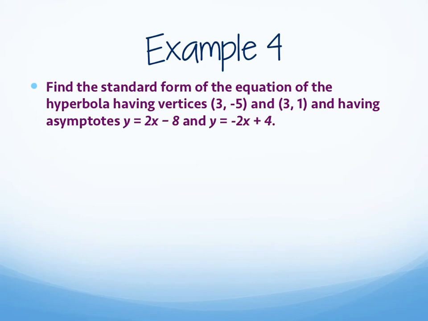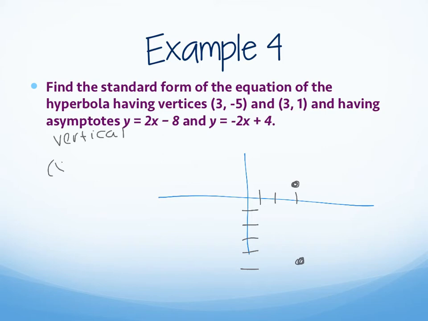All right, example 4 says, find the standard form of the equation of a hyperbola having vertices (3, -5) and (3, 1), and having asymptotes of y equals 2x minus 8 and y equals negative 2x plus 4. So the first piece of information is the vertices, which already tells you what? Vertical.